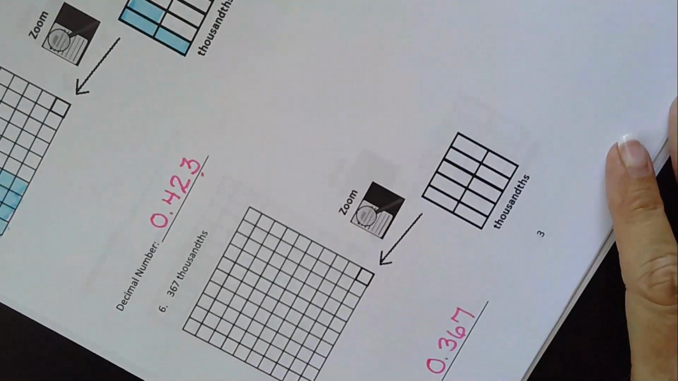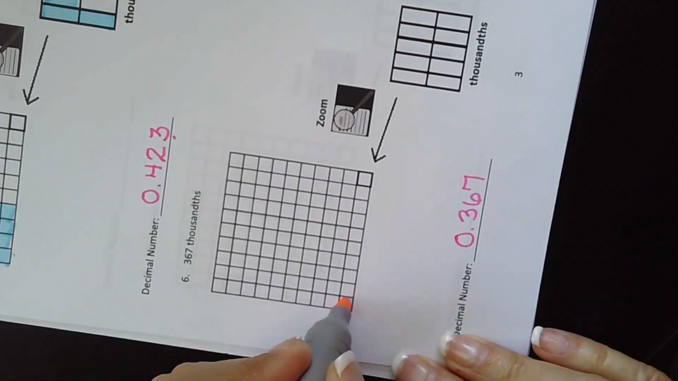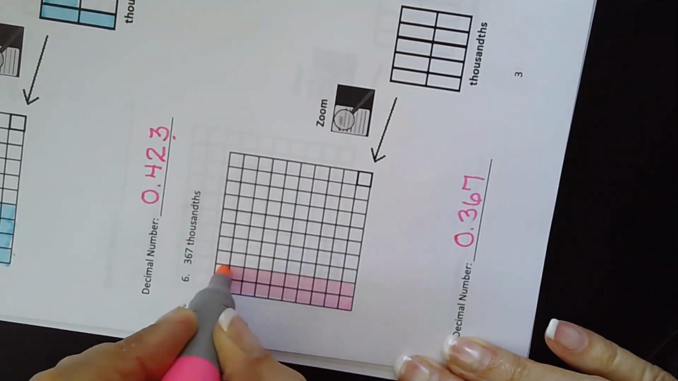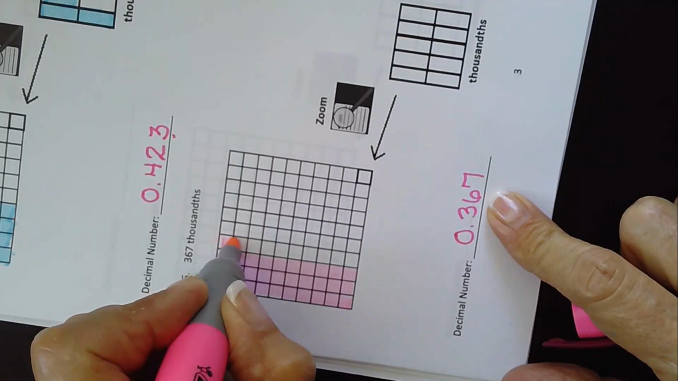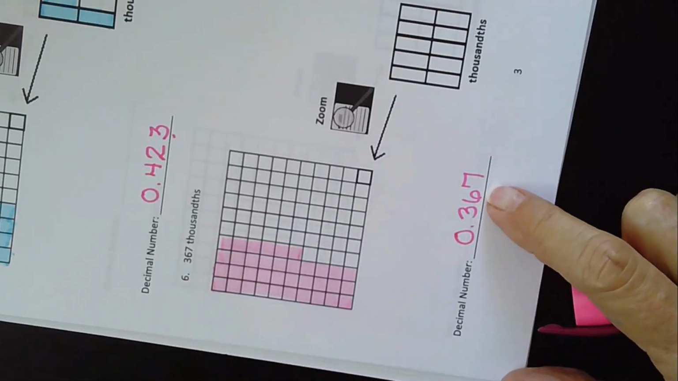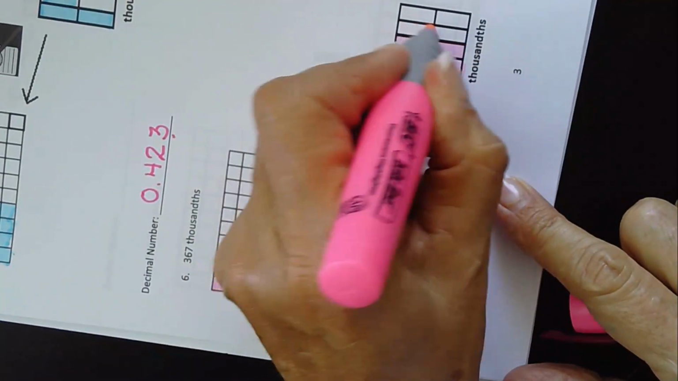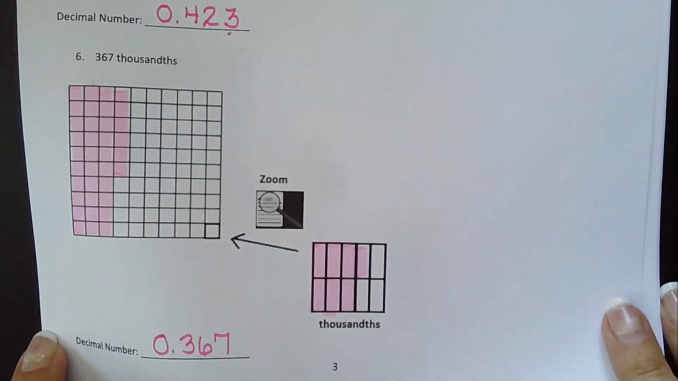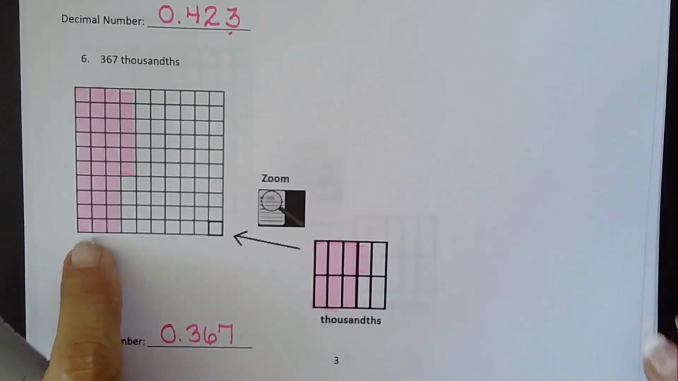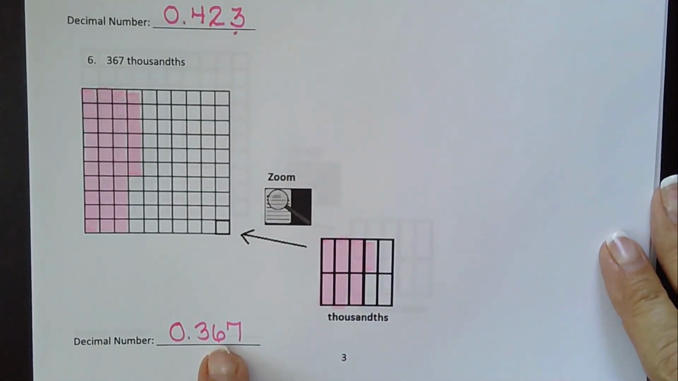So starting with the strips, we have 3 strips because 3 is in the tenths place. We have 6 squares because 6 is in the hundredths place. 1, 2, 3, 4, 5, 6, and then we have 7 in the thousandths place. 2, 4, 6, 7. And there we have it. 367 thousandths. So 3 strips, 6 boxes, 7 is in the thousandths. So that one, it was easier to write the number first and then get your tenths, your hundredths, and your thousandths from that.